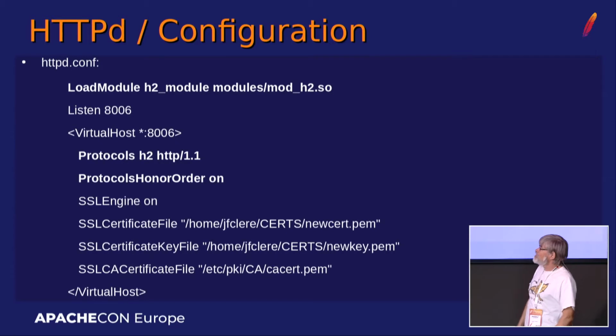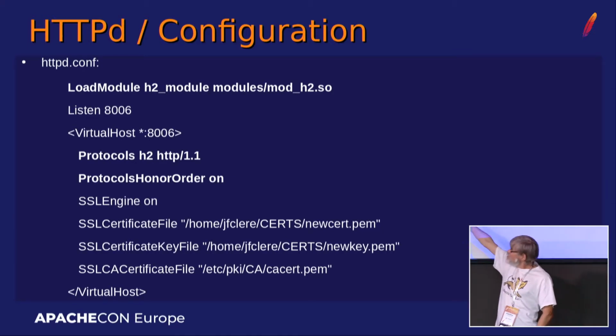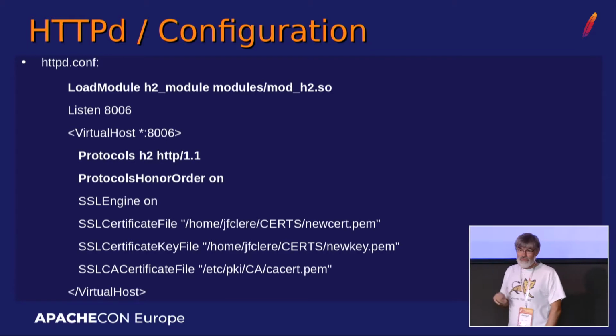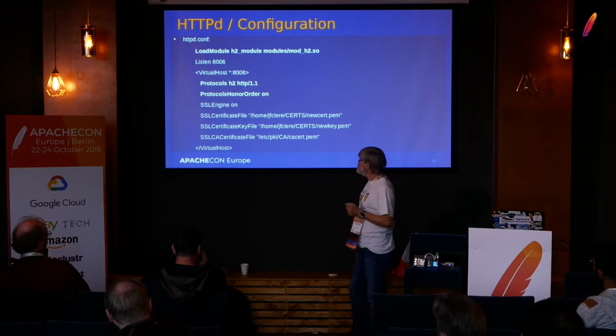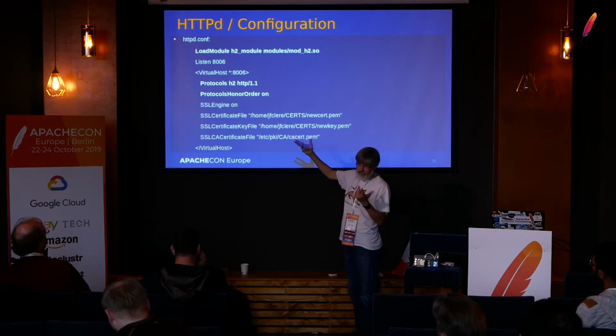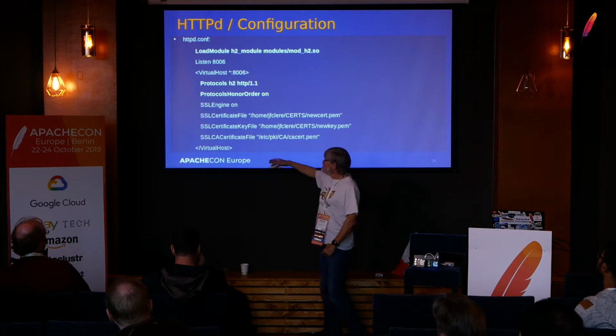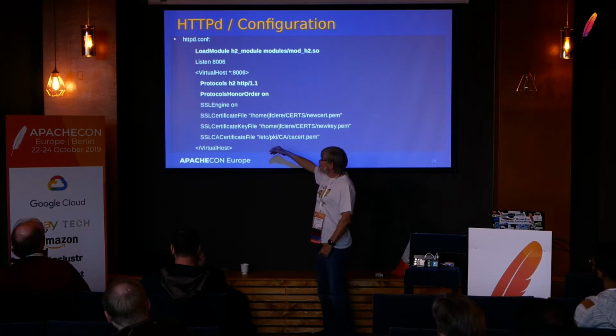Here we create a virtual host to use it. We tell it that we want to use the two protocols, and we ask it to honor the order of the protocols we have put there. So basically, if the browser is able to do H2, it is going to do H2. We need to use SSL, so this is a very, very simple OpenSSL, mod_ssl configuration.